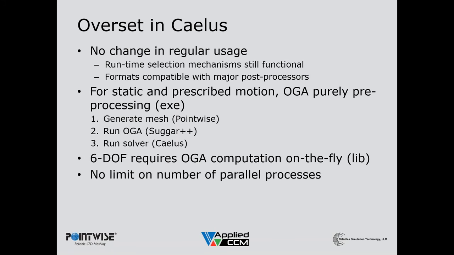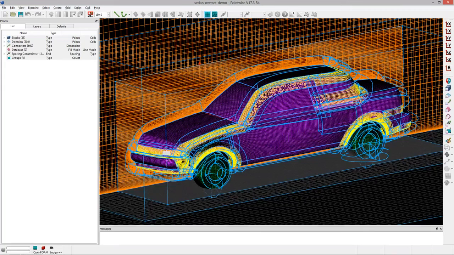All right, thanks, Chris. Okay, so I've just pulled up Pointwise, and now we're going to talk a little bit about those 3 steps that Chris mentioned in Pointwise, and how Pointwise brings all of these steps into one unified environment. Within Pointwise, you can not only generate your overset grids using the standard tools that Pointwise offers for grid generation, but you can also set up the inputs for your overset grid assembler, in this case Suggar++, and then export everything to your CFD solver, and in this case we're using Caelus.